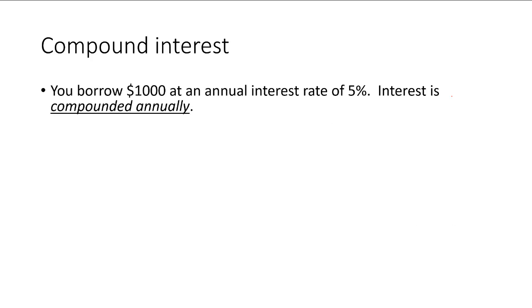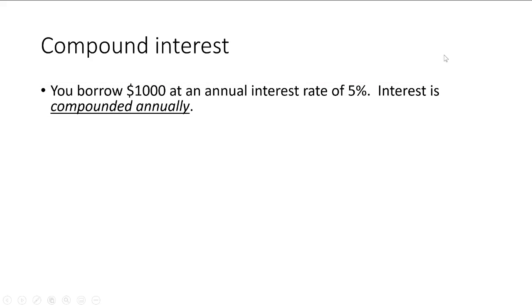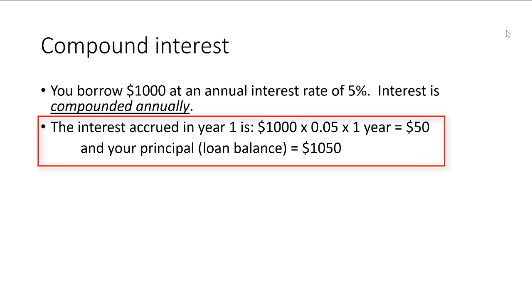So you borrow $1,000 at an annual interest rate of 5%. Interest is compounded annually, which means once per year. After the first year, the interest accrued is $1,000 times the interest rate of 0.05 times that time period of 1 year. And so you owe $50 in interest for that first year.